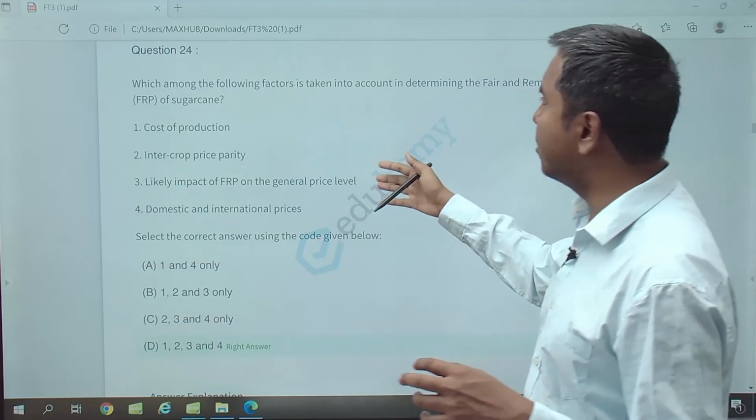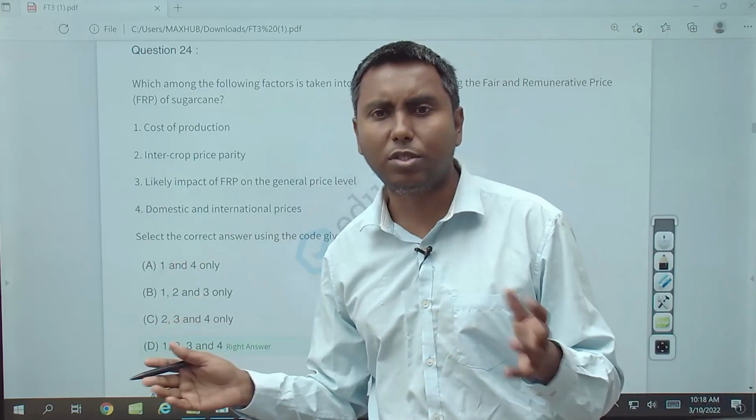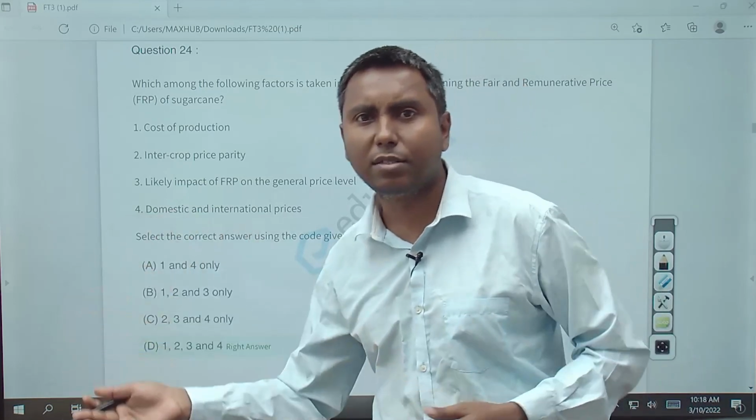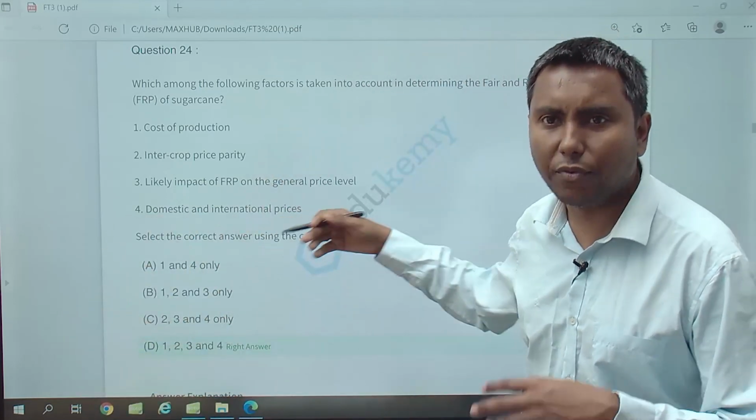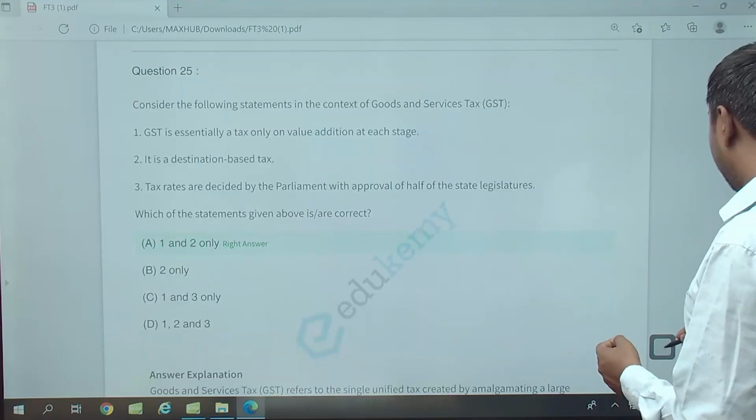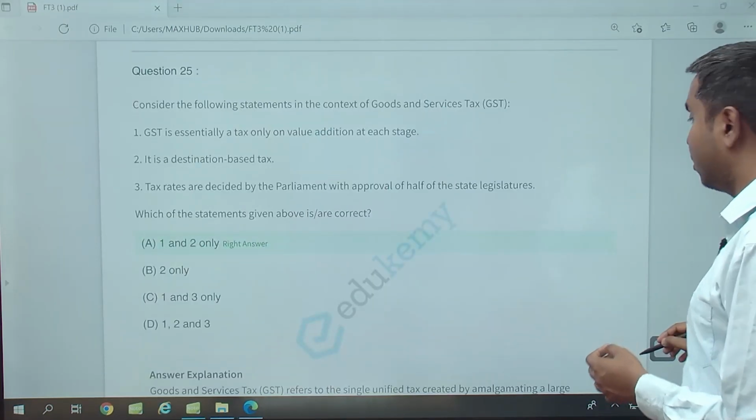And this is a general type of question. Following factors, unless there is some obvious mistake, mostly all the factors will determine. Okay. Question number 25.